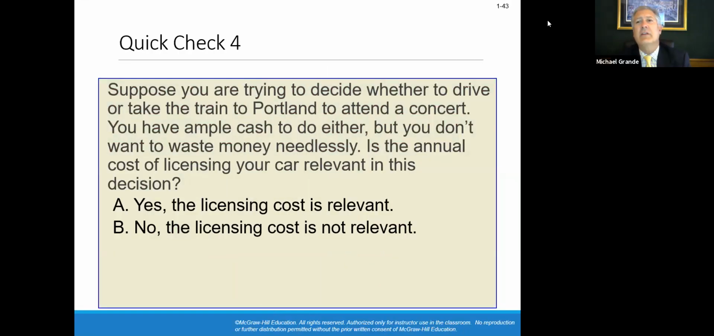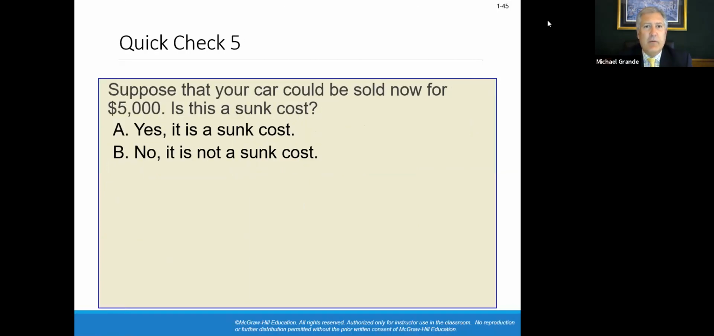Again, suppose you are trying to decide whether to drive or take the train to Portland and attend a concert. You have ample cash in your pocket, but you don't want to waste money. Is the annual cost of licensing your car relevant in this decision? No. You paid that licensing fee 2 months ago. It's a sunk cost. It's also irrelevant because whether or not you take the train, you still pay that cost. It's not relevant.